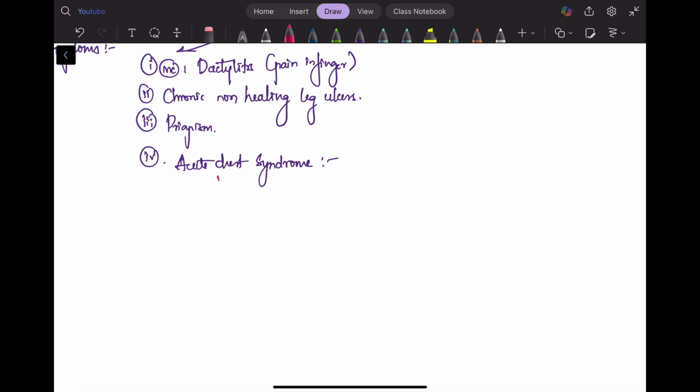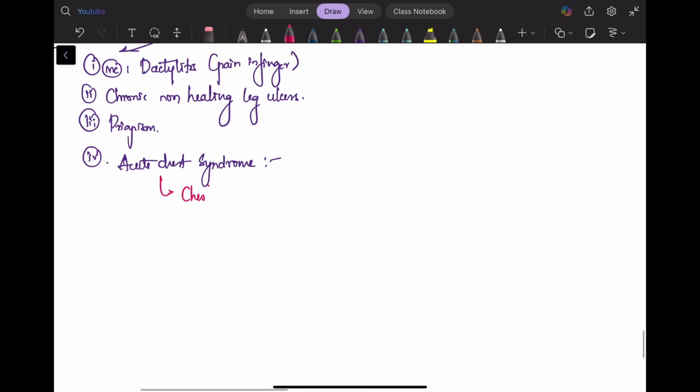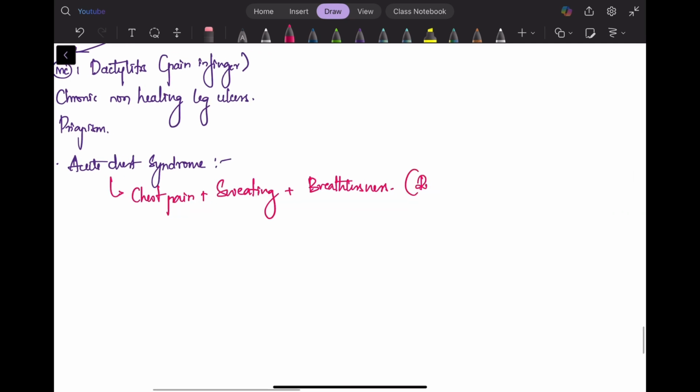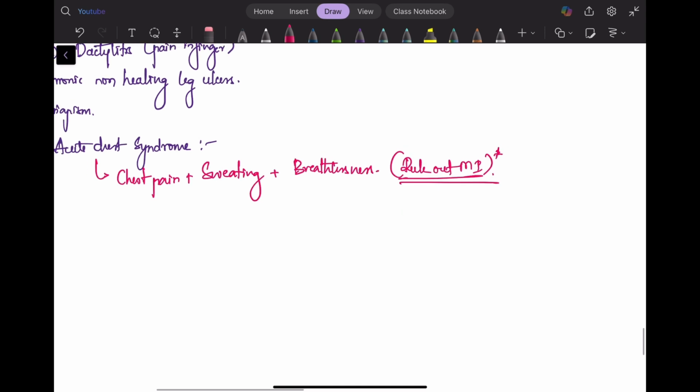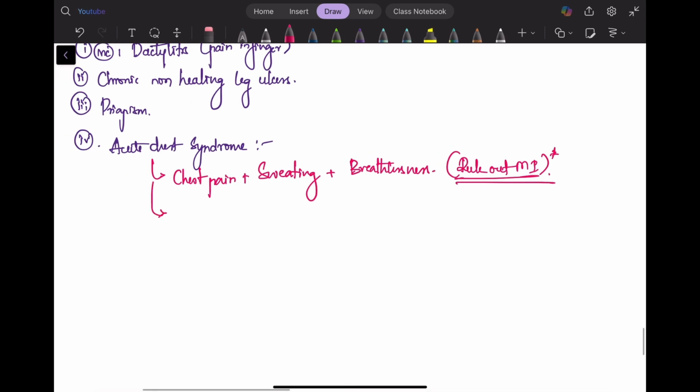Here we see it's almost like MI, where the patient will complain of chest pain, sweating, plus breathlessness. So the first thing, you have to rule out MI. It is an emergency, right? You have to rule out MI. Why does this happen? Because of clogging in the pulmonary capillaries.